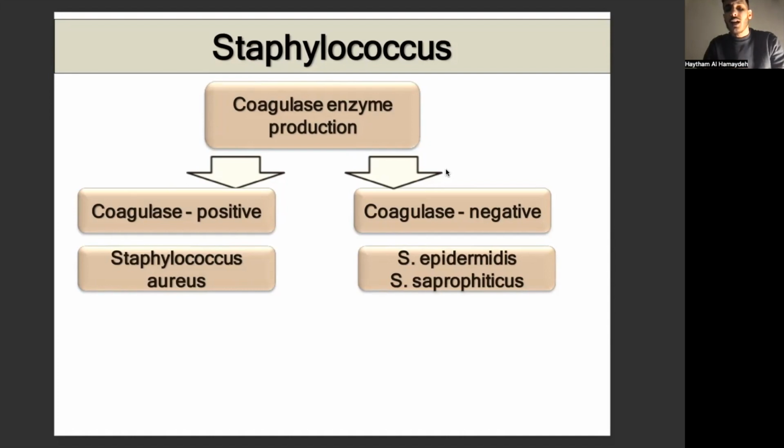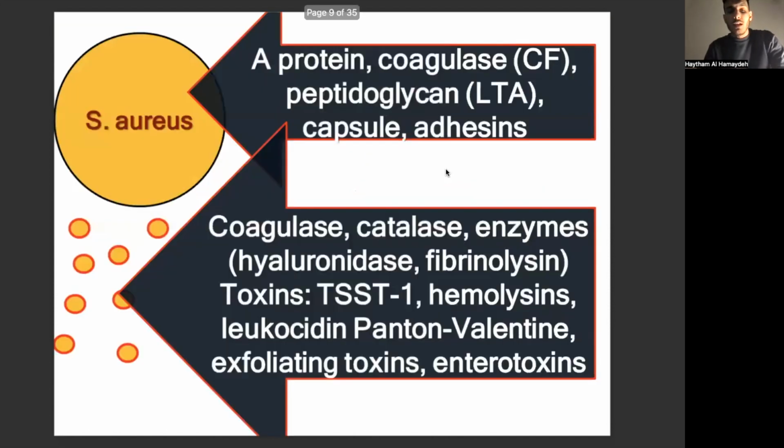Coagulase is an enzyme that converts fibrinogen to fibrin, and this fibrin is a sticky material. So a lot of the bacteria that secrete this enzyme are able to collect themselves in a clot within the body, grow and divide, and secrete harmful substances. A bacterium can be either coagulase positive or negative. Negative means it cannot produce this enzyme, and positive means that it can. The one that is able to produce it is Staphylococcus aureus, and the ones that are not are Staphylococcus epidermidis and Staphylococcus saprophyticus.